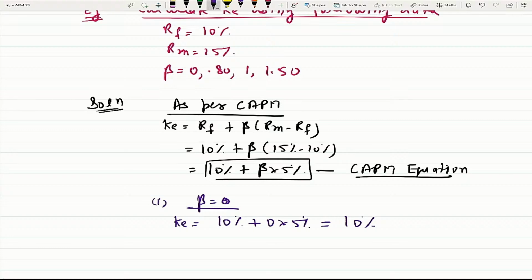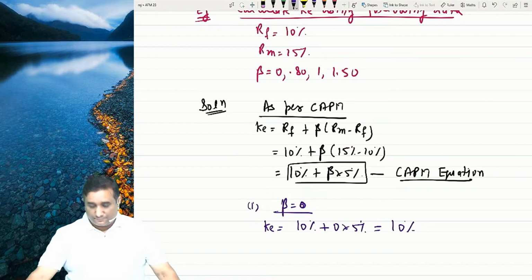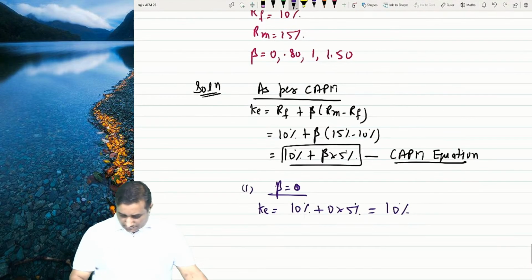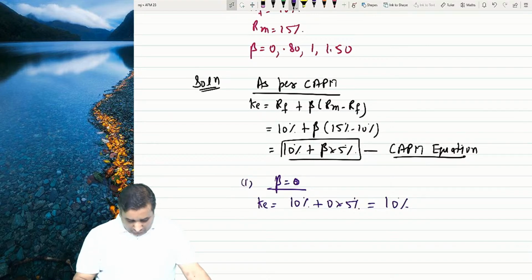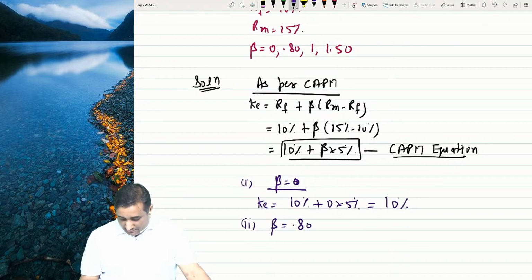You just have to substitute the values. Second part. How much beta do we have? 0.8. My cost of equity would be 10 percentage plus 0.8 into 5 percentage. How much do we get?